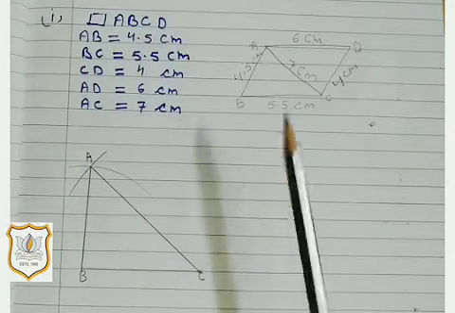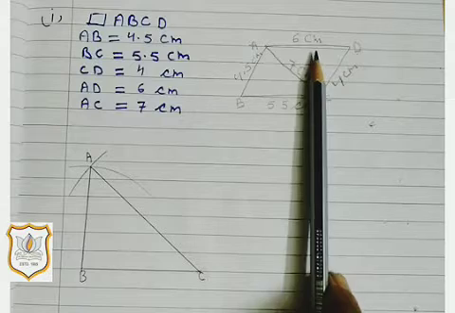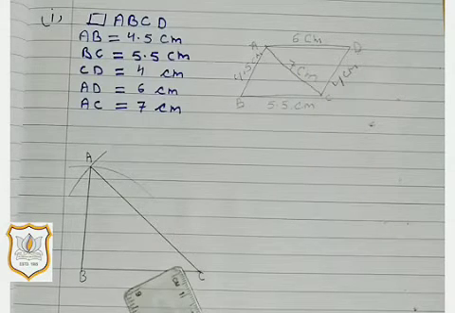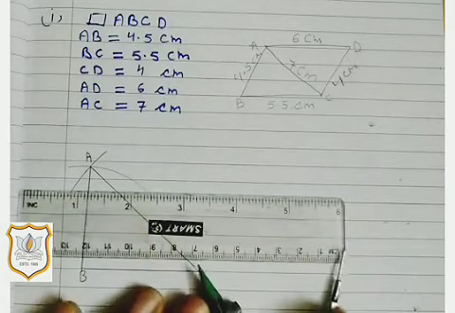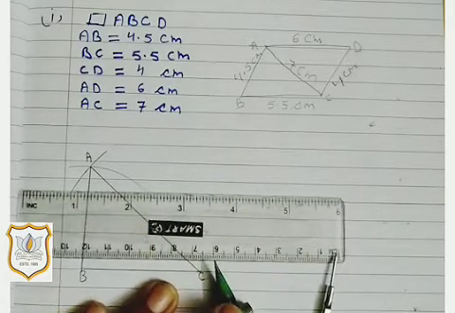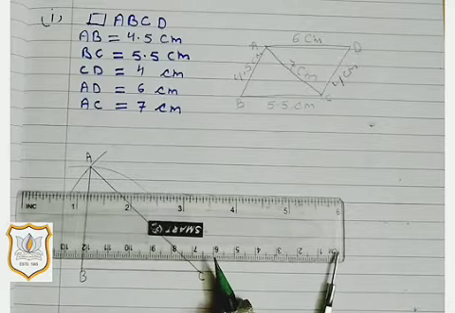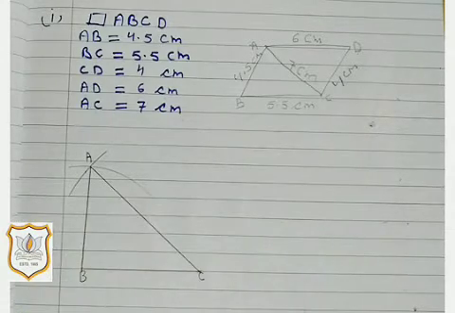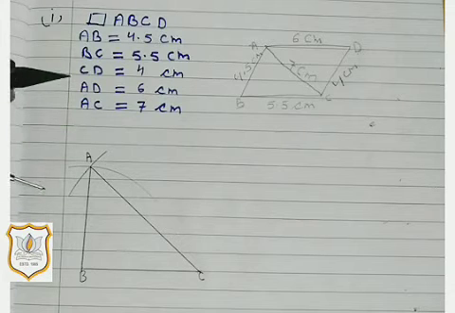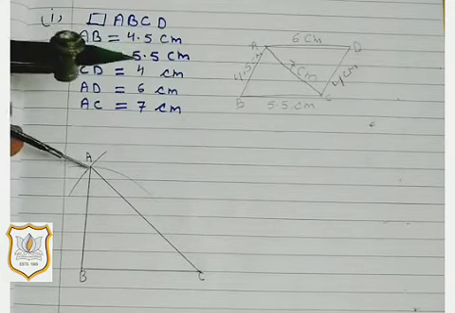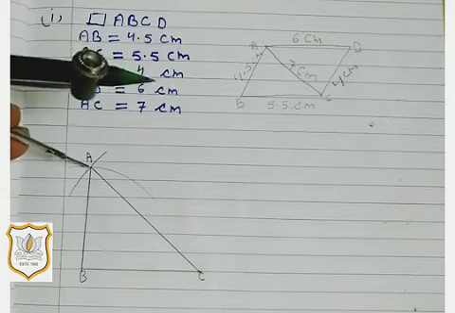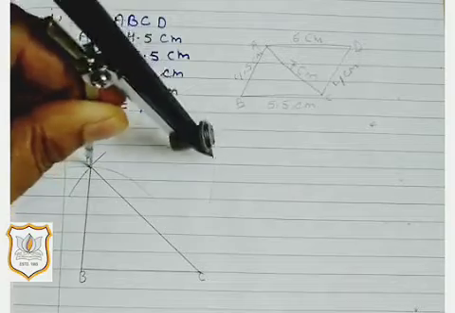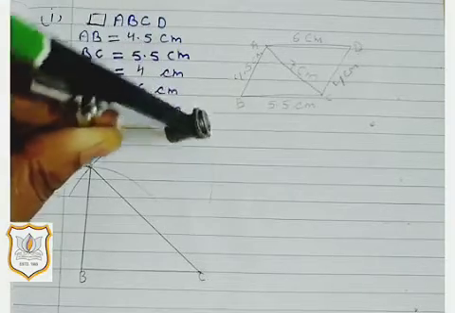Now we will draw AD. AD is 6 centimeter. So we take 6 centimeter in compass. You can see here 6 centimeter. Now we will draw an arc with center A. Taking A as a center, we draw an arc. This is an arc of radius 6 centimeter.